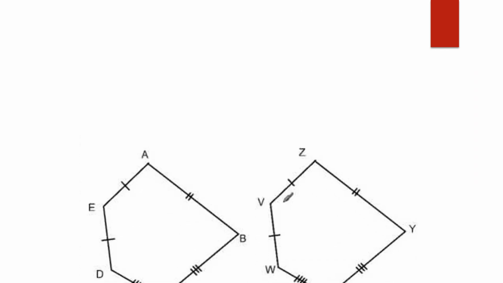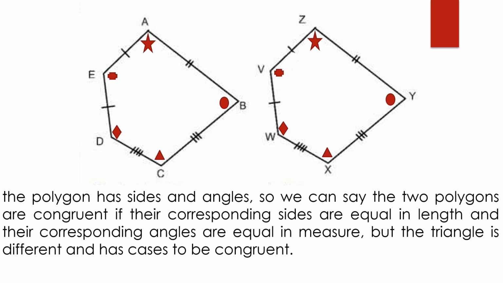Any polygon has sides and angles. So, 2 polygons can be said to be congruent if the corresponding sides are equal in length and the corresponding angles are equal in measure. We should read the 2 polygons in the same order. If we read the first polygon A, B, C, D, E, we should read the other polygon Z, Y, X, W, V.